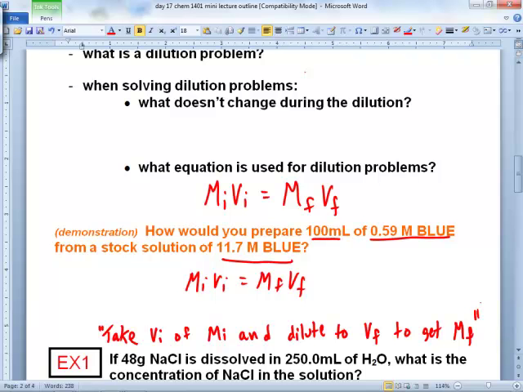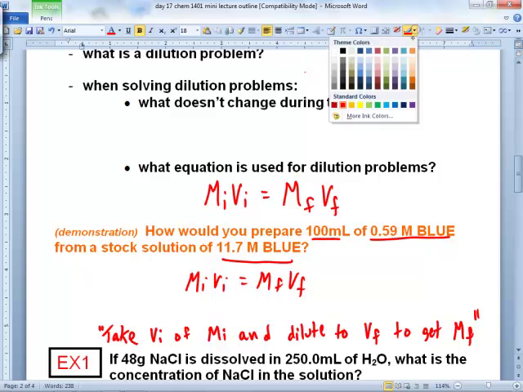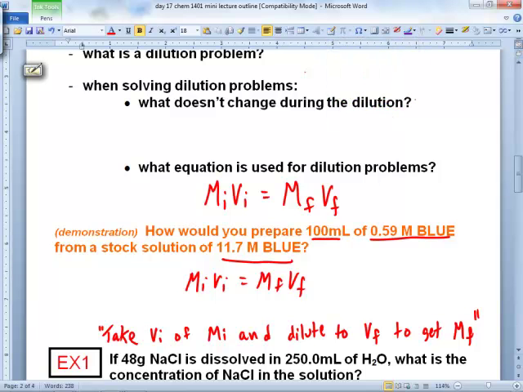Okay. To me, this is the simplest way to answer the question. It may not look that simple, but it is. We just got to put in the numbers. We can already put in a lot of the numbers. What's my MI? Everybody, you see it in the question? What's the MI? The initial concentration. It's got to be the 11.7. So you're not going to say MI. You have to say 11.7.